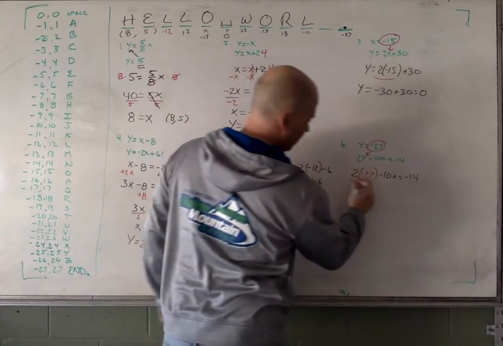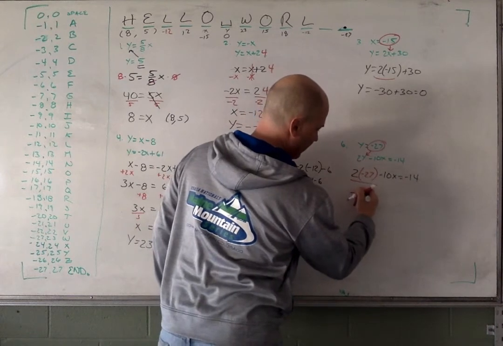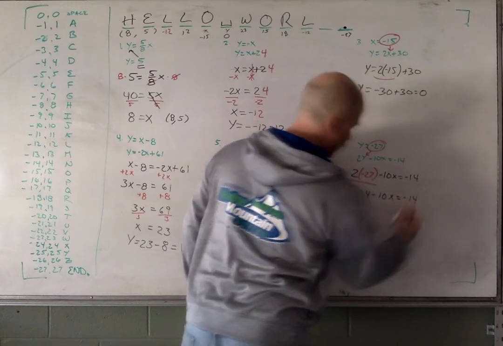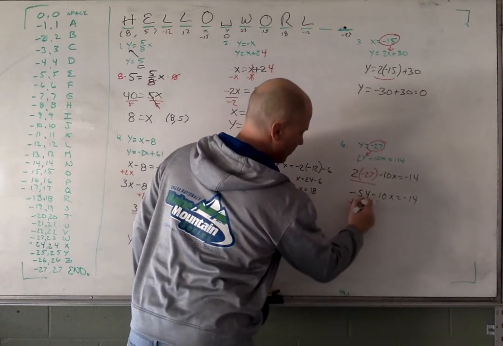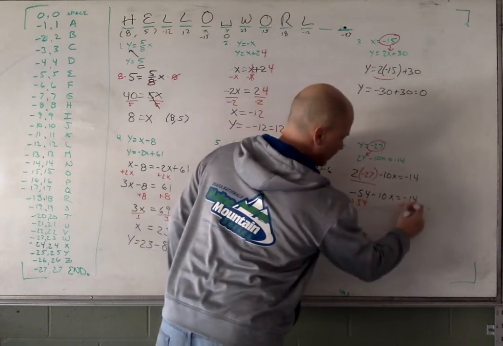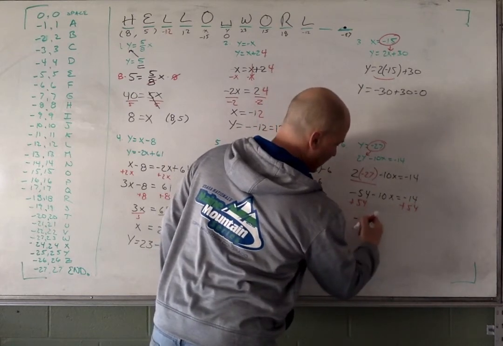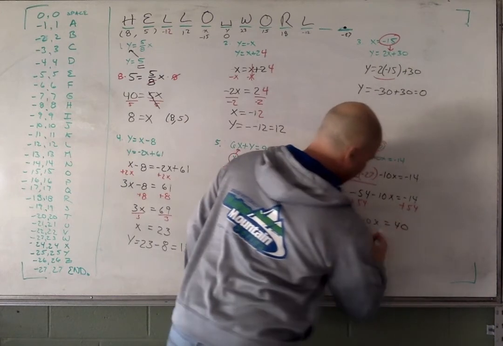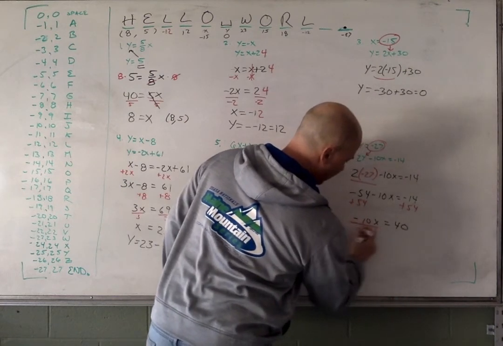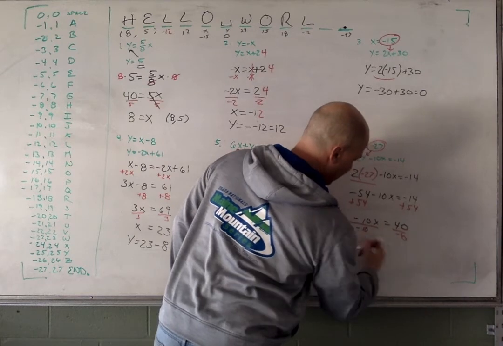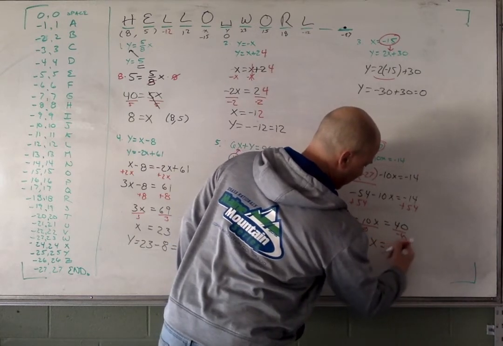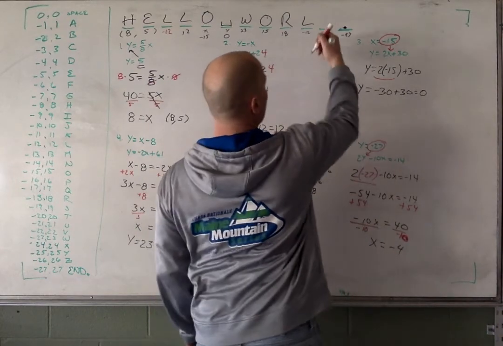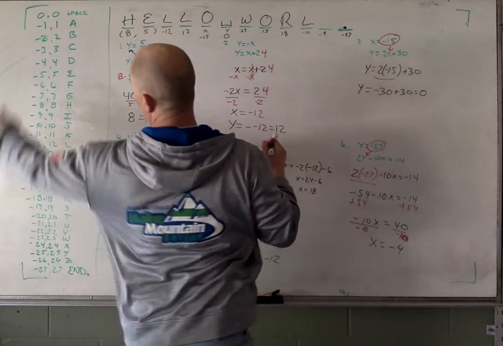I'm going to simplify that as negative 54 minus 10x is negative 14. I'm going to move my numbers to the right. I'm going to get negative 10x is 40. Therefore, I divide by negative 10. So x is negative 4. Plug it in up here, negative 4. Negative 4 is D.